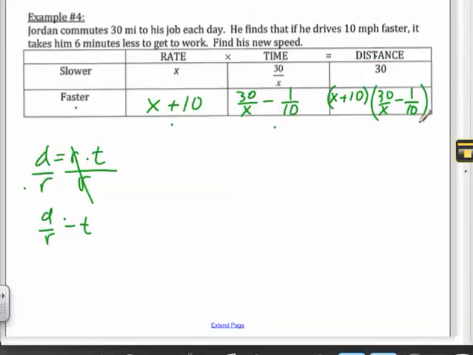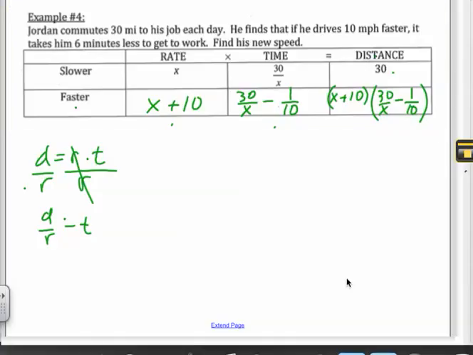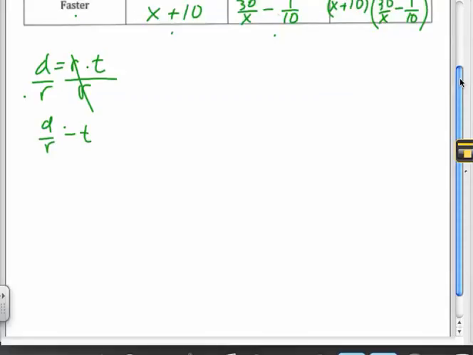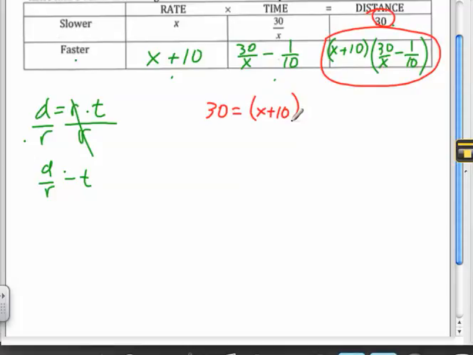Now that's getting kind of crazy, but wait, I know the distance is 30. What do I know about this and this? They have to be the same. And in math, that means what? They equal each other. It means 30 is equal to x plus 10 times 30 over x minus 1 over 10.